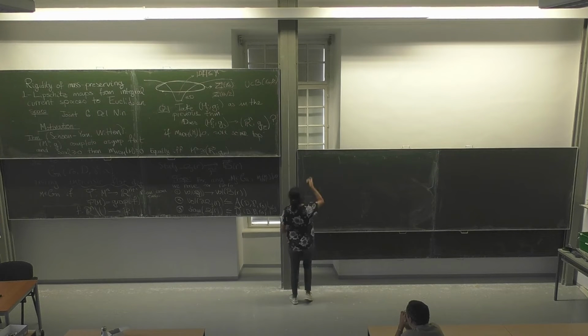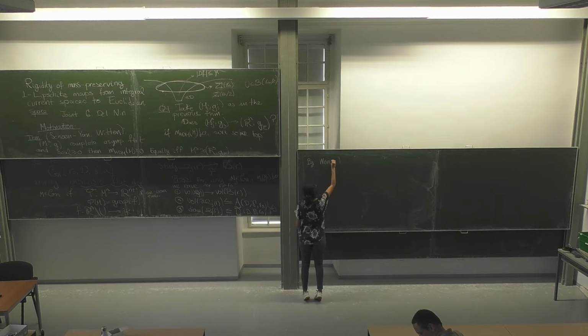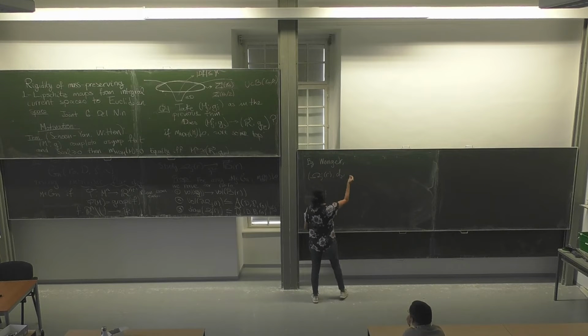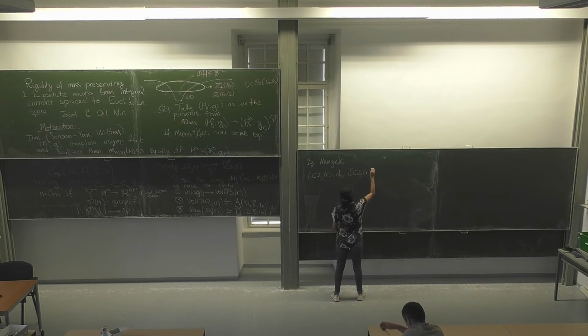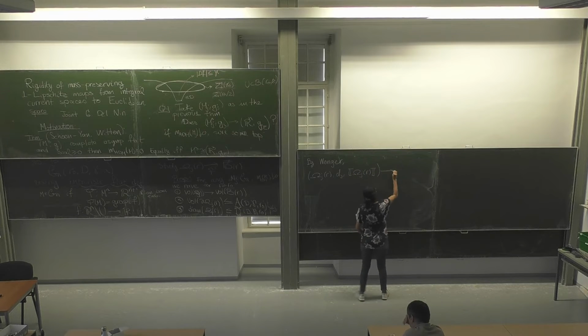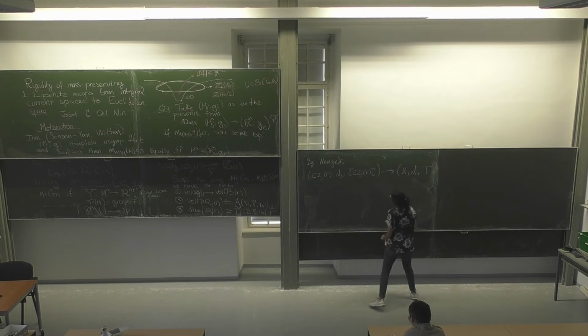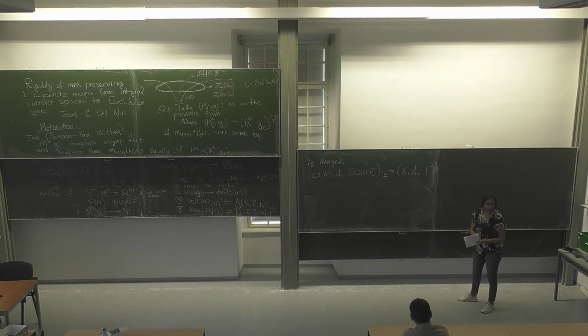So by Wenger, let me write omega j. I'm not going to write the subsequence, and now I'm going to introduce notation of integral currents, for some subsequence, and I'm going to write an F.